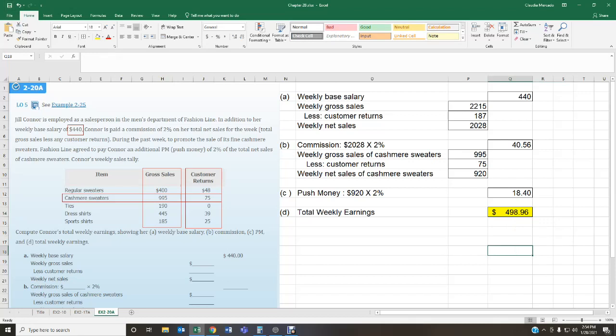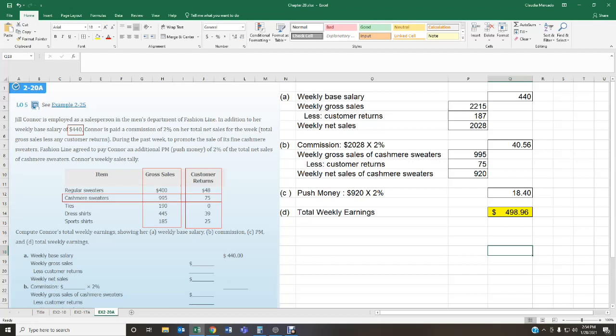So what we did here is we had to break it down. We had three different things going on. We had our base pay of $440. Then we had our commission on our weekly net sales. And remember, we always have to get our gross sales minus our customer returns, and that will give you your net sales. Once you get your net sales, you multiply it by the commission rate. In this case, the commission is 2%, and that gives me my commission for my net sales.